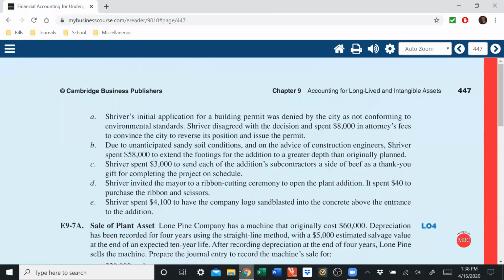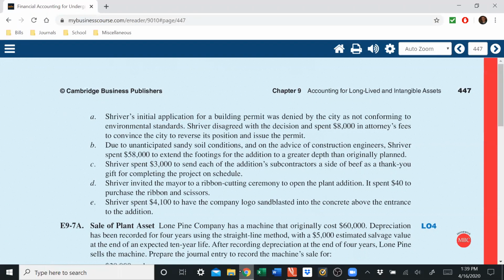B, due to unanticipated sandy soil conditions and on the advice of construction engineers, Shriver spent $58,000 to extend the footings for the addition to a greater depth than originally planned. Does this cost simply help the asset just maintain its normal working condition, or does this cost extend the useful life of the asset, improve the quality or quantity of the asset's output, or reduce the asset's operating costs?